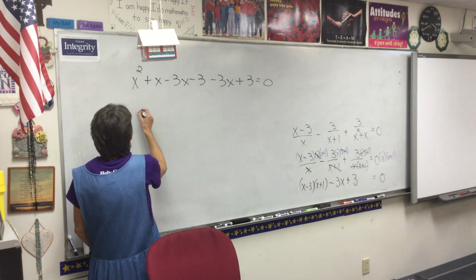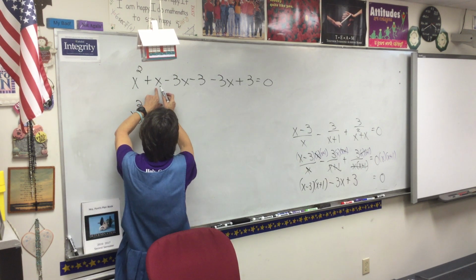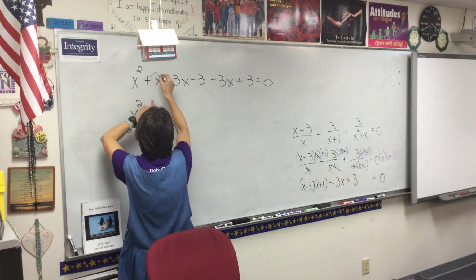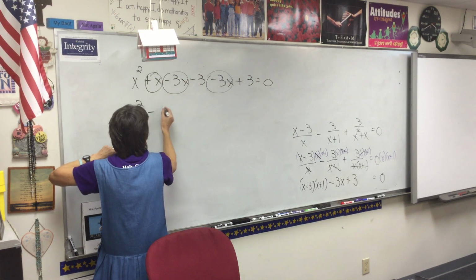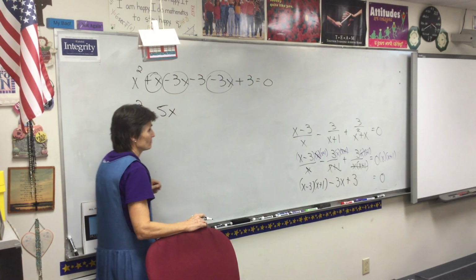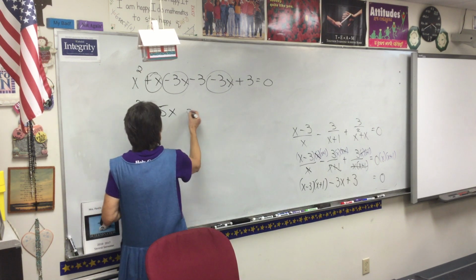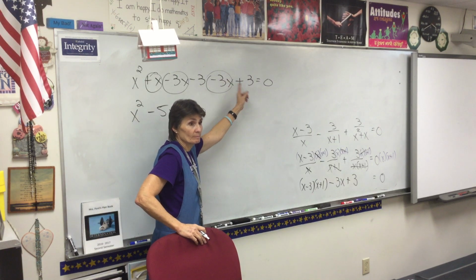Okay, so let's go up by terms. We have x squared. How many x's do we have? I have 1, minus 3, and minus 3. Minus 5x equals 0? No. The 3's cancel.